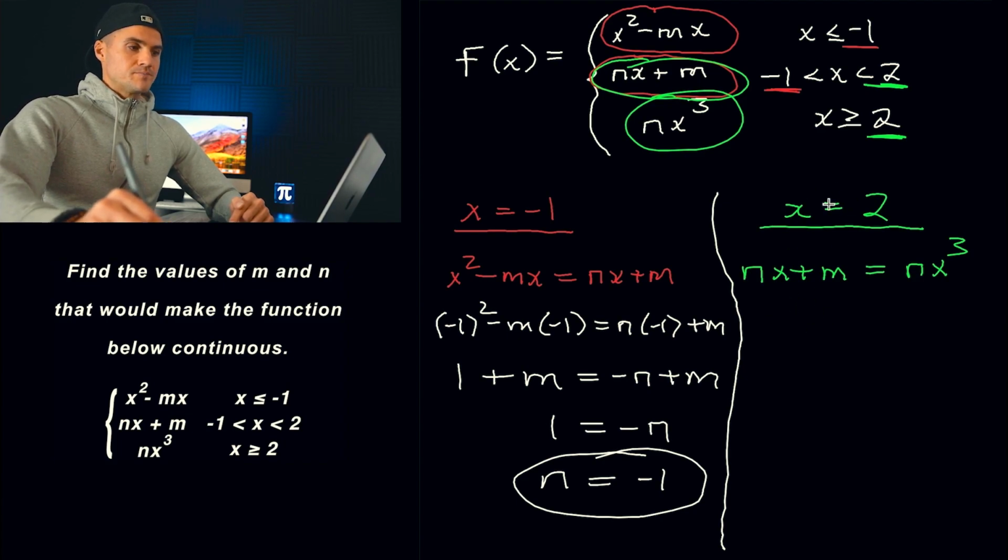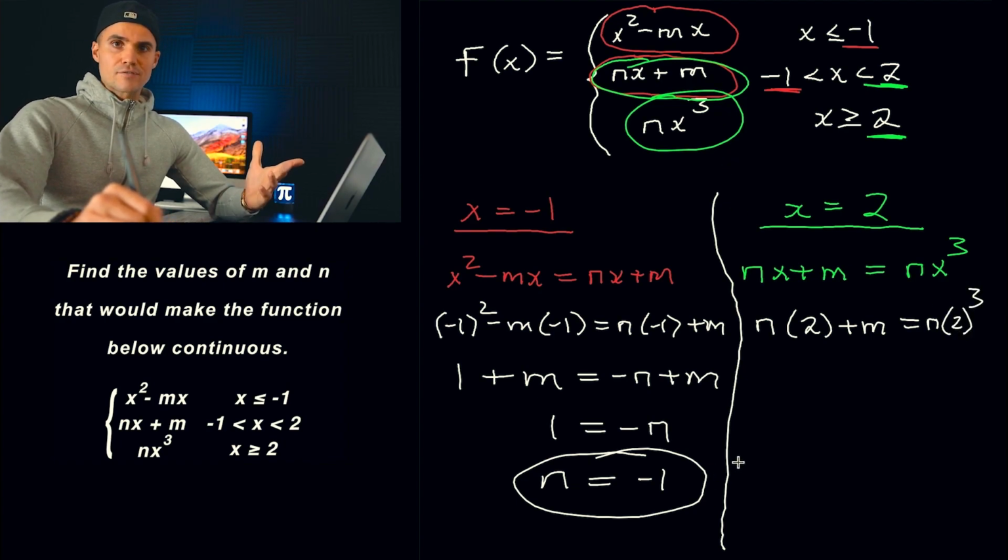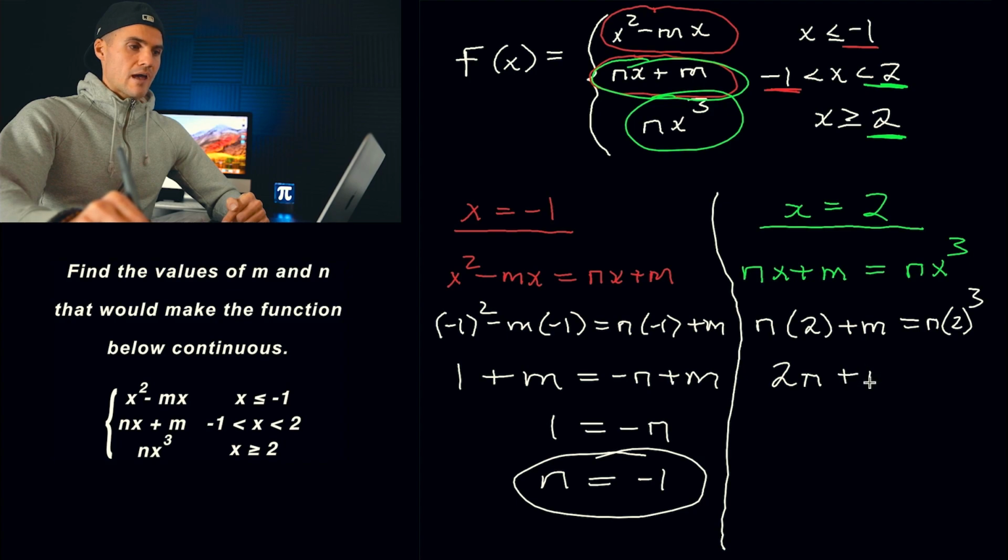And then over here, with this second function, we can, again, plug in 2 for x, and then at an x value of 2, these two pieces here, the second and the third piece, they have to have the same y value. So over here, we'd end up with what? 2n plus m. 2 to the power 3 is 8, so we'd have 8n here. So then we know that m is basically equal to 6n if we bring the 2n over.